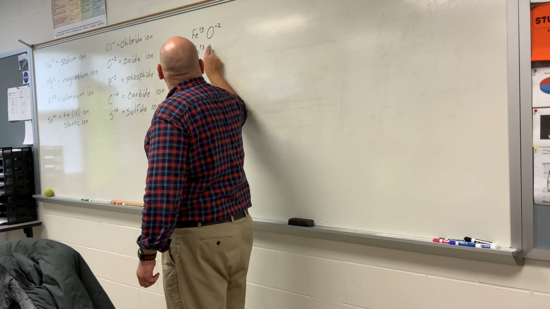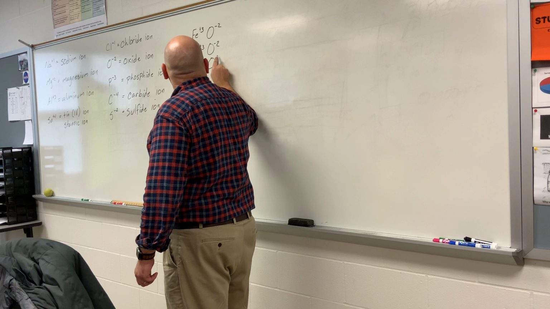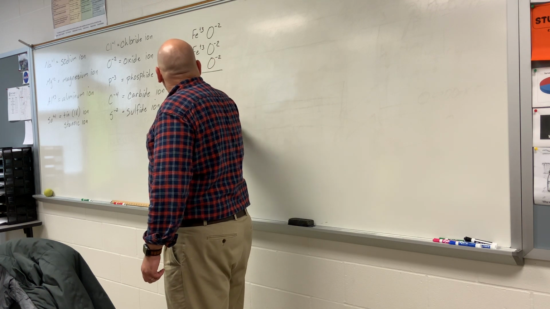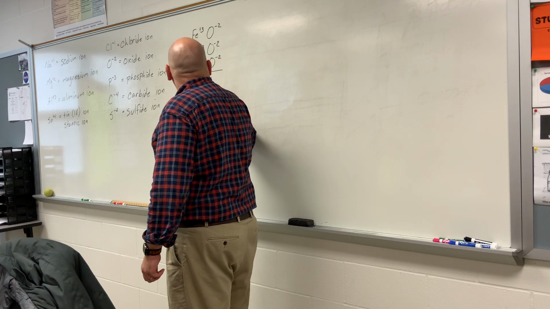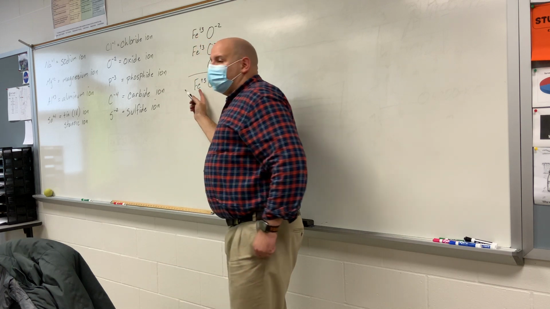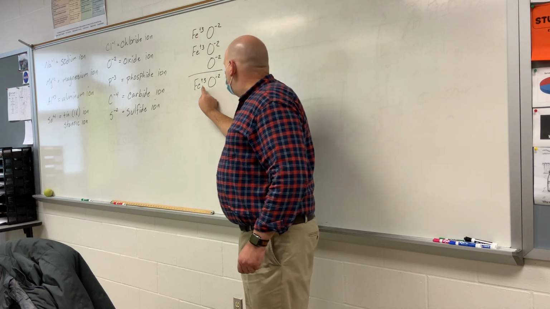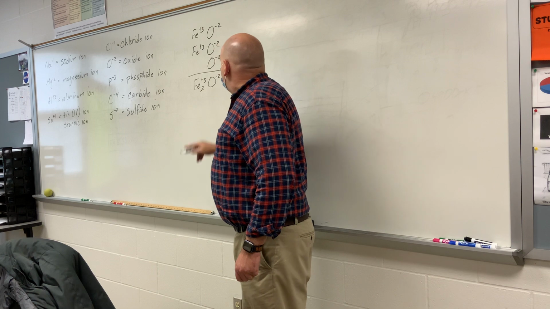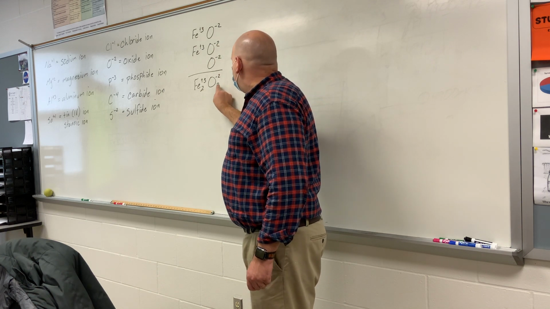So I need another iron and more oxygens here. So I have Fe positive 3, O negative 2. What do I put after iron? The subscript 2 down here. And then subscript 3 after the oxygen.